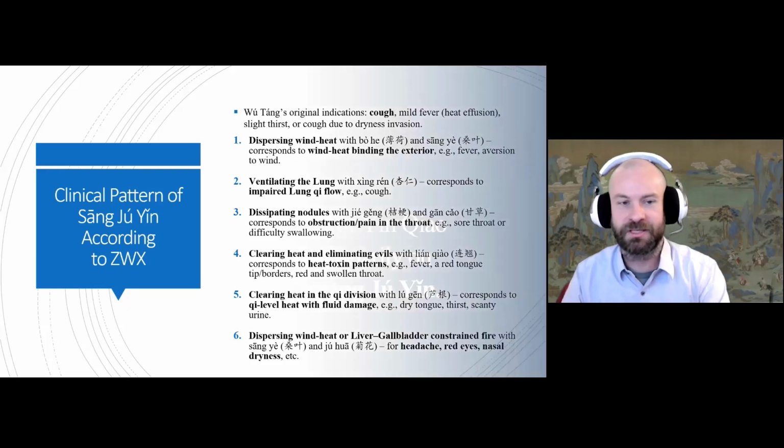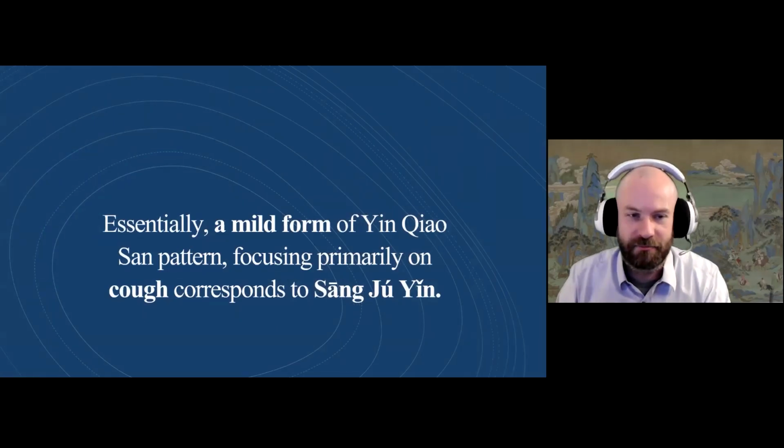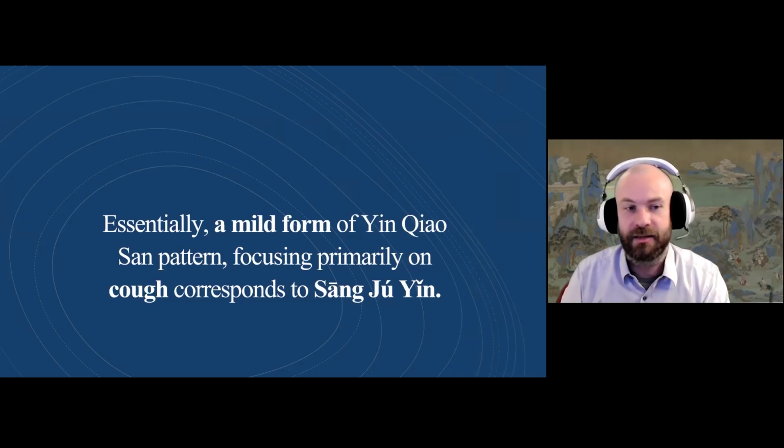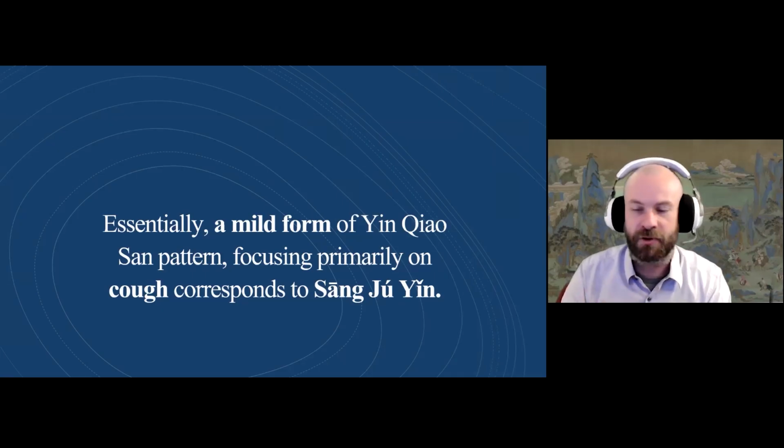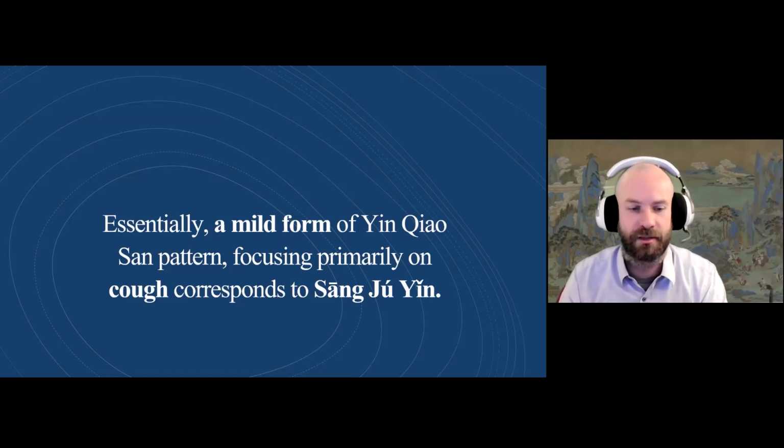So, probably the simplest way to look at it is that Zhang Wenxuan sums it up as that Yinqiao's mild form of Yínqiào Sǎn with focus primarily on cough corresponds to Sangju Yin. So if the person doesn't have that strong of a heat disease, go with Sangju Yin. If it's stronger and it's not just a cough, but there's stronger signs of heat, perhaps with a stronger pulse on the chuns, go with Yinqiao Sǎn.